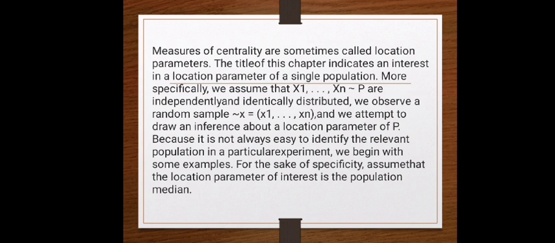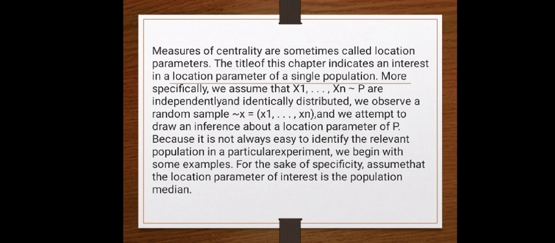Measures of centrality, sometimes called location parameters. The title of this chapter indicates an interest in a location parameter of a single population. More specifically, we assume that X1 through Xn ~ P are independently and identically distributed. We observe a random sample, X = (X1, ..., Xn), and we attempt to draw an inference about a location parameter of P. Because it is not always easy to identify the relevant population in a particular experiment, we begin with some examples.